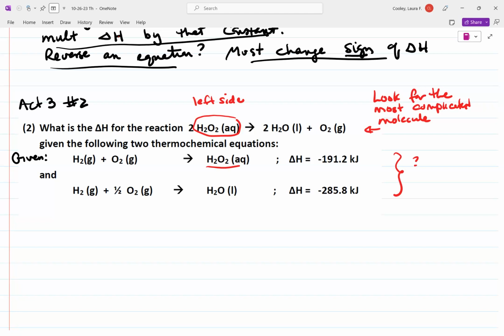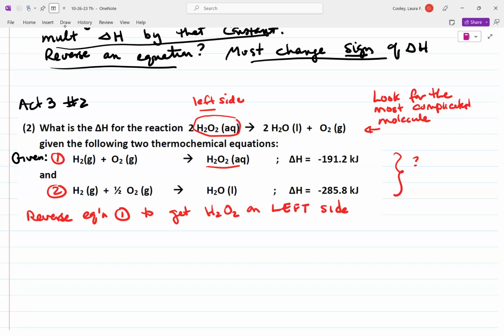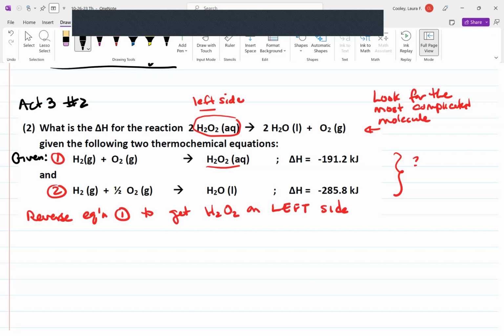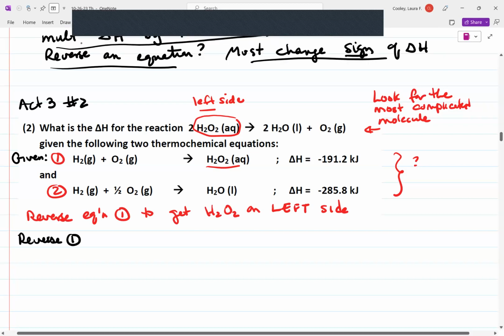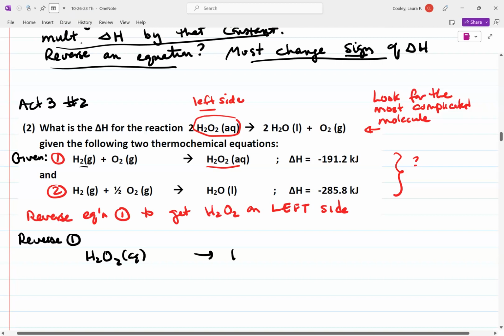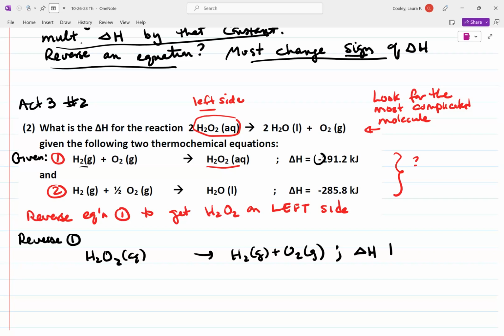Reverse it. I'm going to call this equation 1 and equation 2. Reverse equation 1 to get H2O2 on the left side, because over here it's on the left side. So I'm going to take equation 1 and reverse it. That means I'm going to have H2O2 here on the left. And of course, I have to change the sign. It's going to be plus 191.2, because when you reverse the equation, you change the sign.